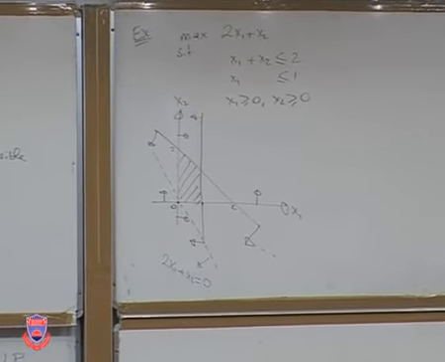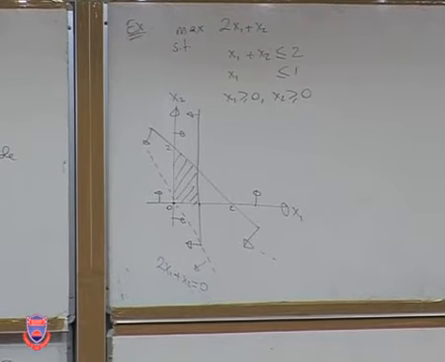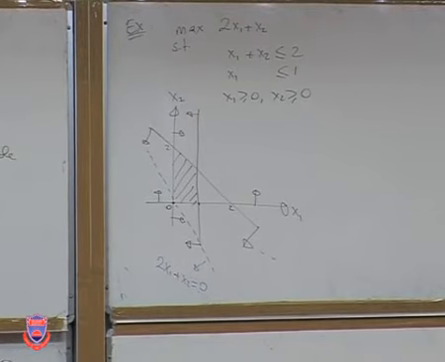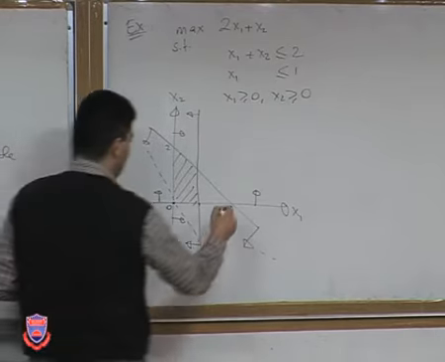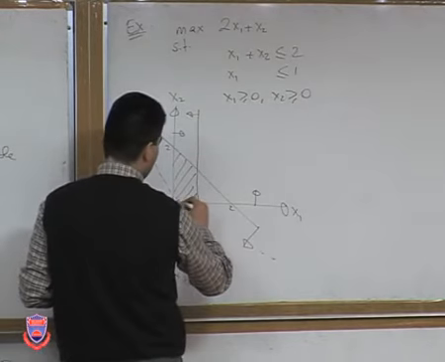This is a maximization problem. Then I need to figure out what my c vector is. So what's the improving direction in this problem? It's given by the coefficients of x1 and x2. So I have 2, 1. So 2, 1 is the improving direction, and that looks like this vector right here.